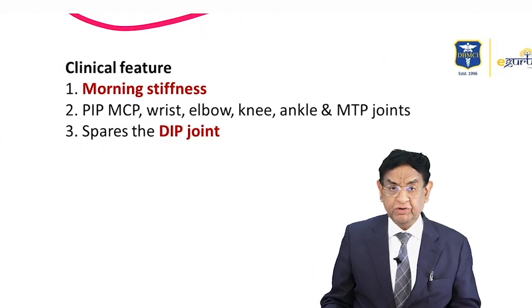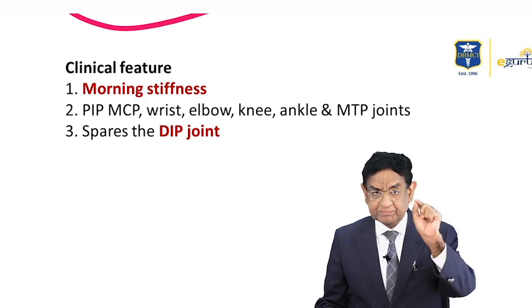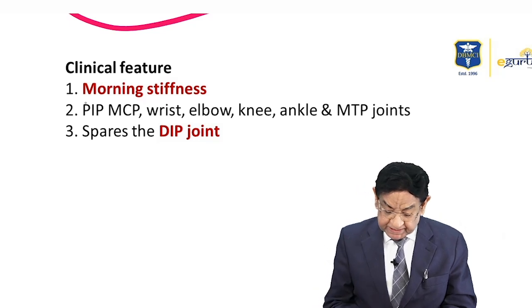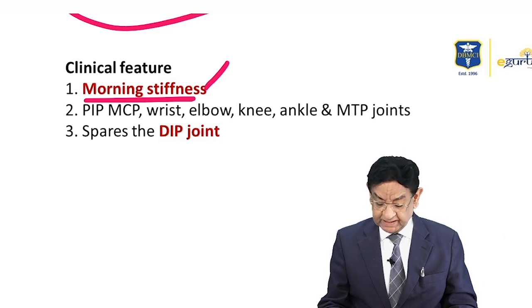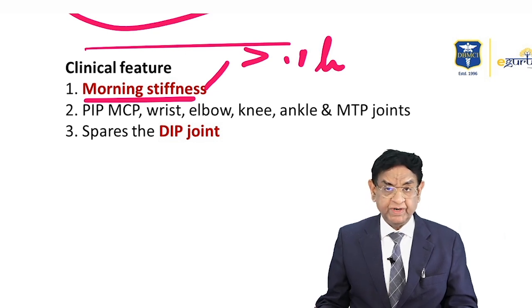Not only the eye, let us see what all clinical features we get by which we suspect that we are dealing with rheumatoid arthritis. Morning stiffness is the classical feature of all inflammatory arthritis, and this lasts for more than 1 hour. The stiffness lasts for more than 1 hour.